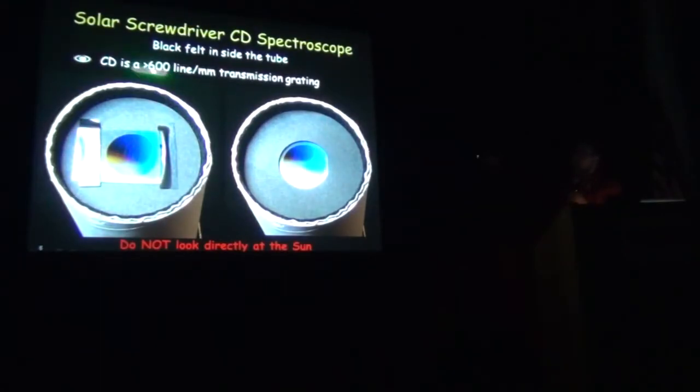Oh, by the way, all the CDs have information tracks. These information tracks effectively result in a little greater than 600 lines per millimeter transmission grating. And that transmission grating does what effectively a prism does. It takes light and disperses it out according to its wavelength.